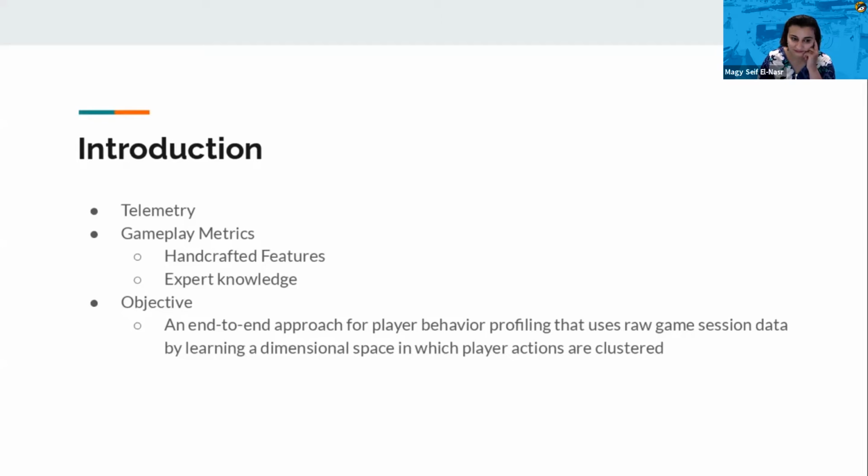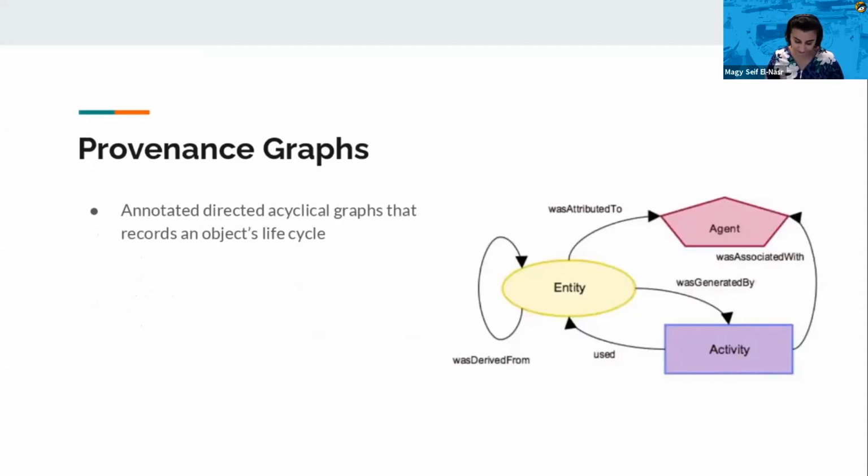The objective of this paper is to propose an end-to-end approach for player behavior profiling that uses raw data from game sessions and learns a dimensional space in which player actions are clustered, and then assess the validity of this approach. To achieve that, we use the following concepts presented in the background section: provenance graphs and representation learning.